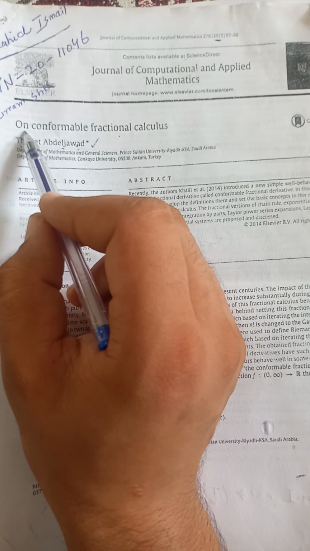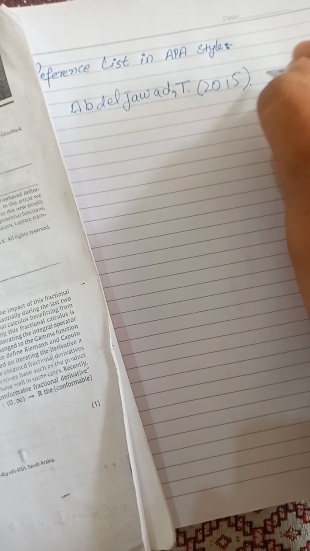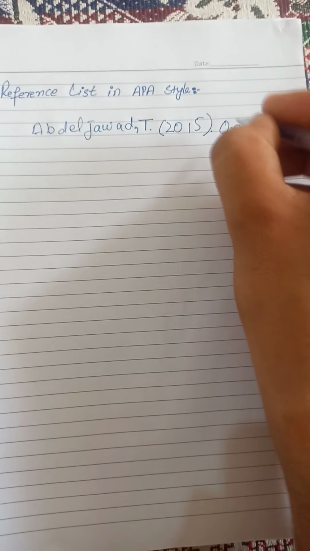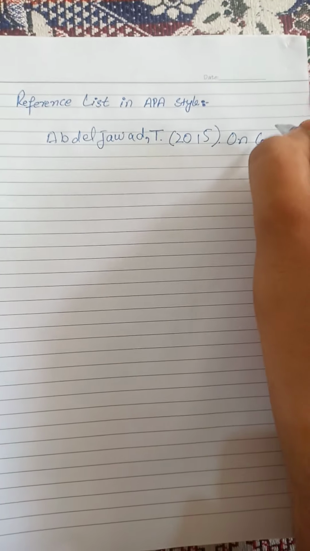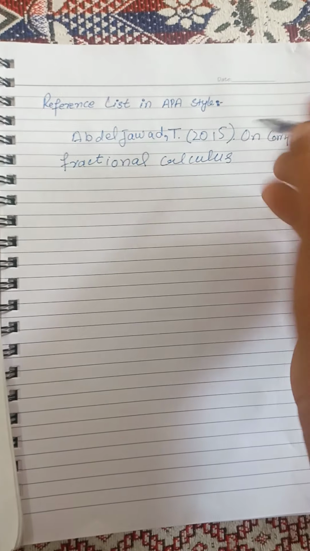What is the title of the research paper? This is the title of the research paper: On the comfortable frictional calculus. So we write the title of the research paper.